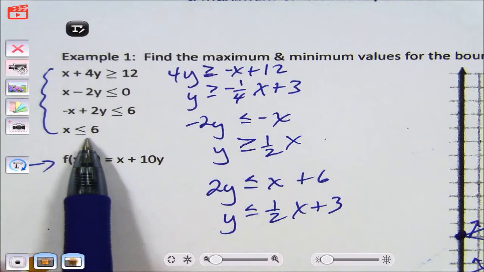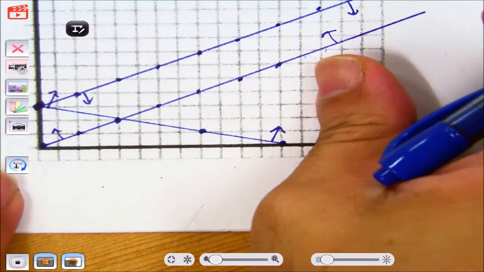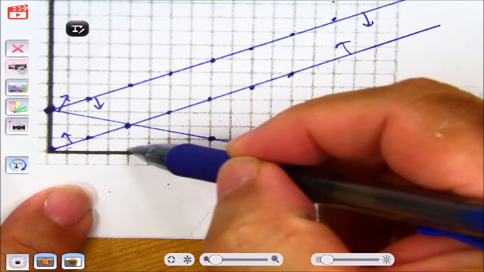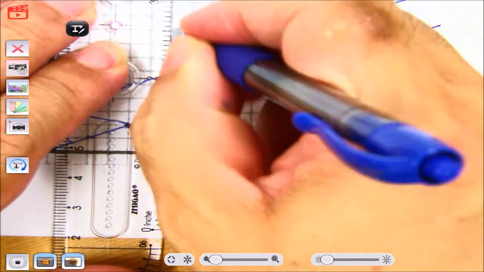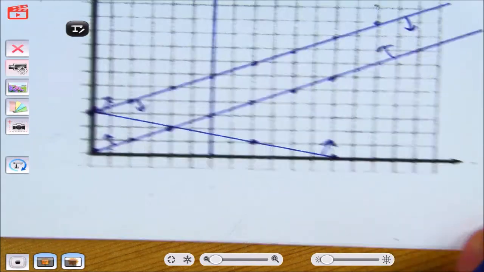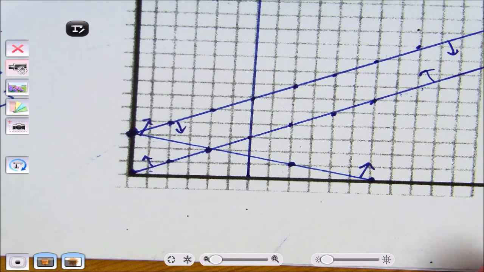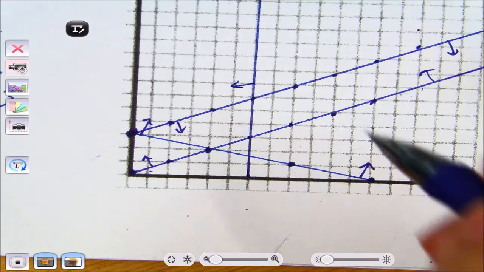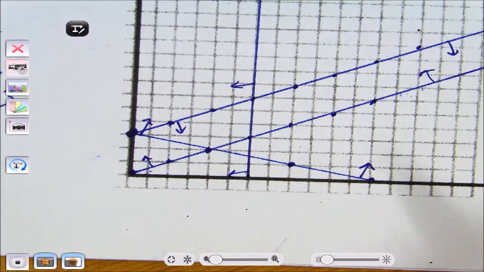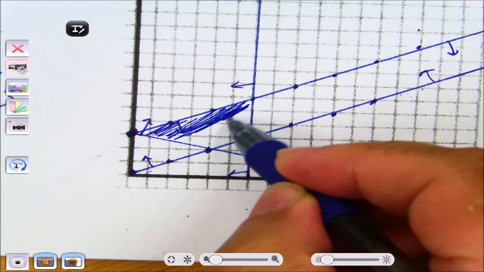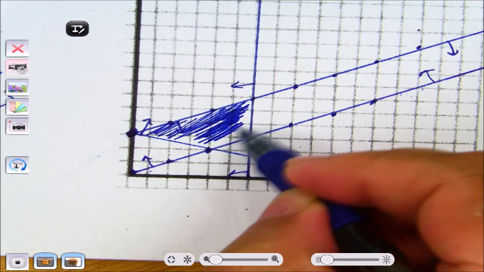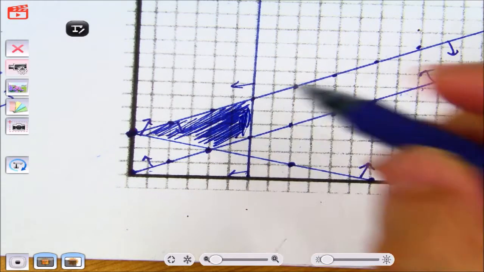So what kind of line is x equals 6? A vertical line. So I'm going to draw a vertical line through x equals 6. 1, 2, 3, 4, 5, 6, vertical line. Which way do I shade that? To the left or to the right? To the left, right? X less than or equal to 6 is to the left. So my shaded region is right here. The trapezoid. So there's my shaded region.